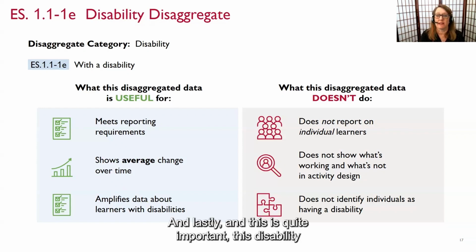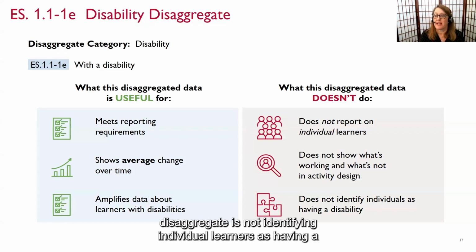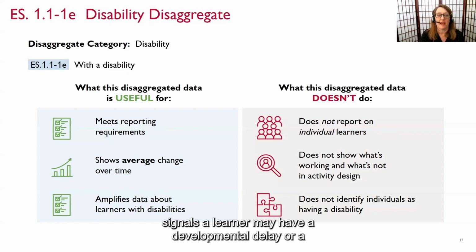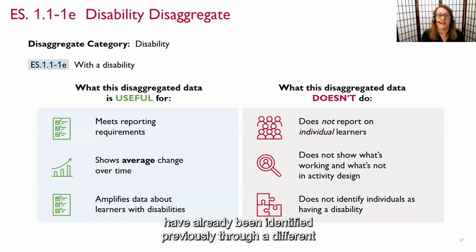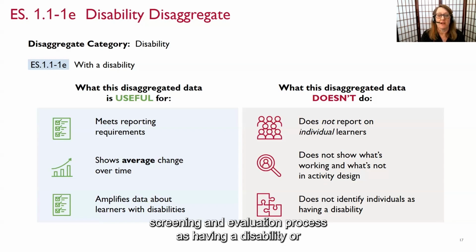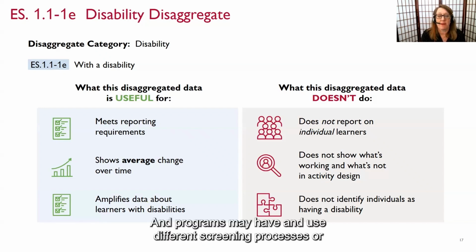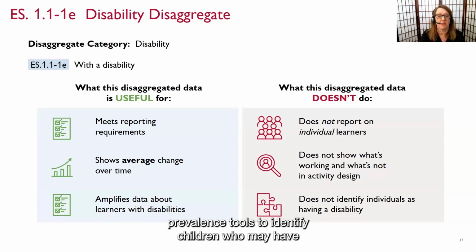And lastly, and this is quite important, this disability disaggregate is not identifying individual learners as having a disability. There's no cutoff score for this assessment process that signals a learner may have a developmental delay or a disability. The learners who are represented in this disability disaggregate have already been identified previously through a different screening and evaluation process as having a disability or a developmental delay prior to this process. And programs may have and use different screening processes or prevalence tools to identify children who may have disabilities, and that's outside the scope of this indicator.